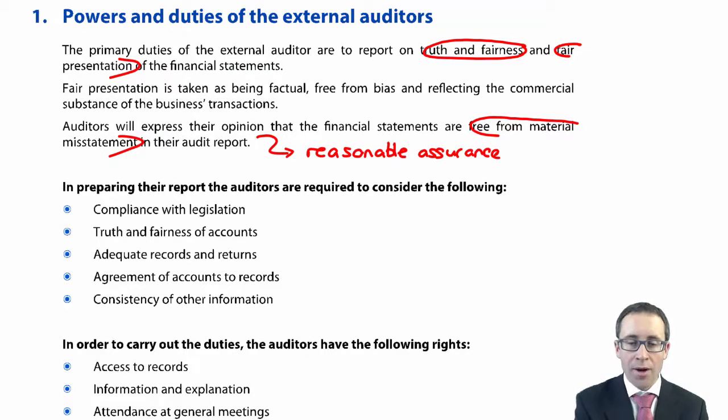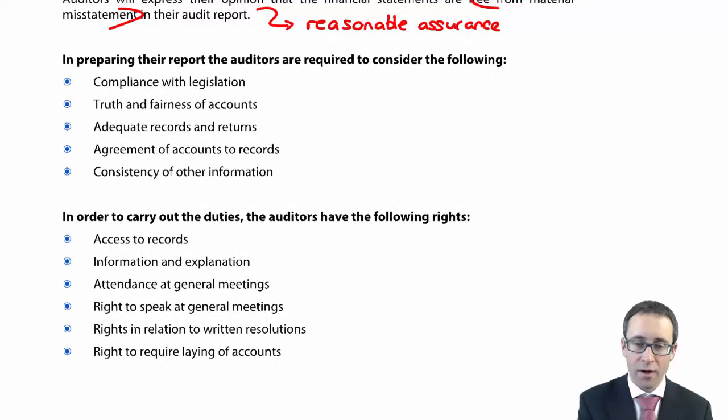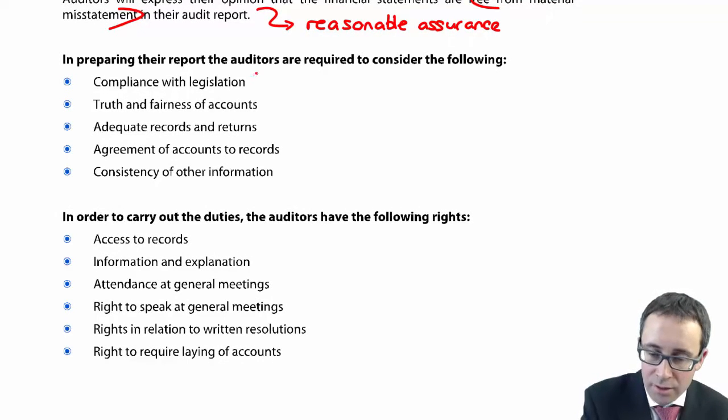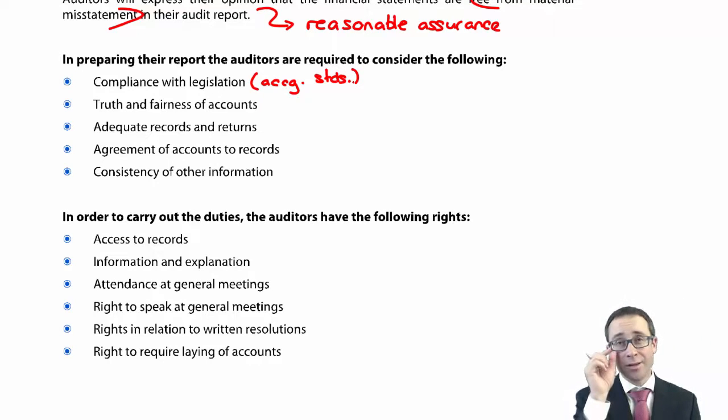When you're preparing the audit report, the auditors are looking at the following 5 things. Compliance, if you like, with legislation. So that's essentially looking at, are they complying with the accounting standards? Are they complying with local rules and regulations in the UK? Are they complying with the Companies Act?